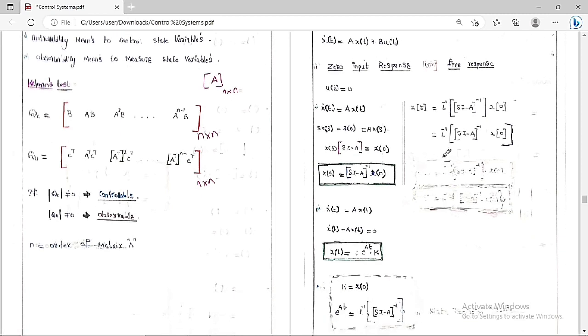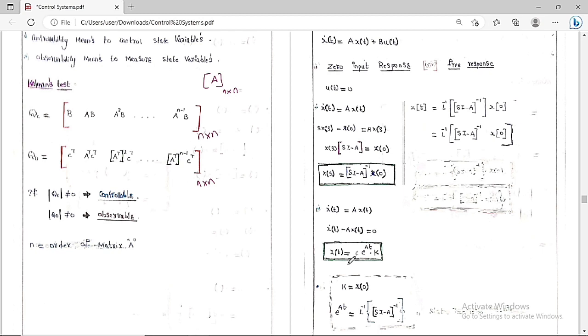We can also write this in another fashion. We can solve this in another format also. x dot of t is equal to A into x of t. So this is one way. The other way we can also solve: x dot of t = A x(t). If I take this to the LHS, we get x dot of t minus A into x of t is equal to 0.